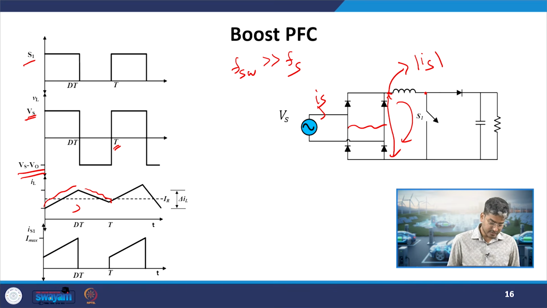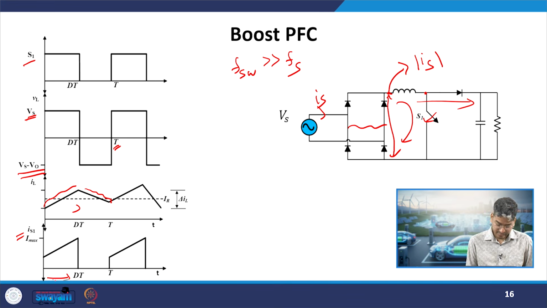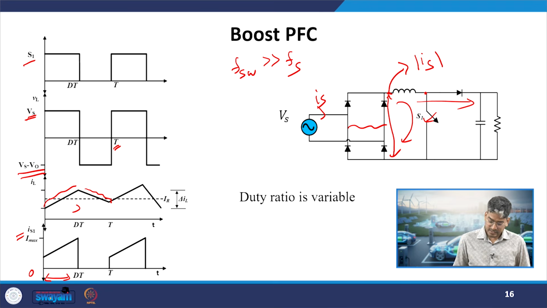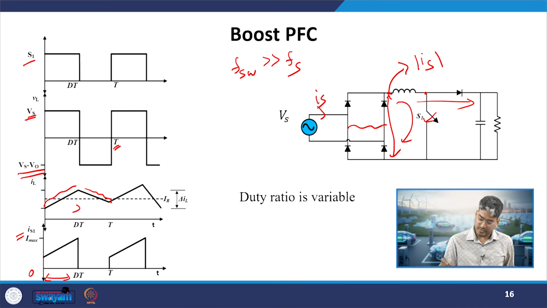Now, here, what will be the switch 1 current? Whenever the switch is in the on state, the current is flowing through the switch. When it becomes off, it flows to the diode. So, for 0 to dT time, that is my on time of switch 1, it will carry a current equal to mod of Is, or the rectified version of your source current. In this case the duty ratio will be variable. Why does the duty ratio become variable? Because now the input voltage is variable.